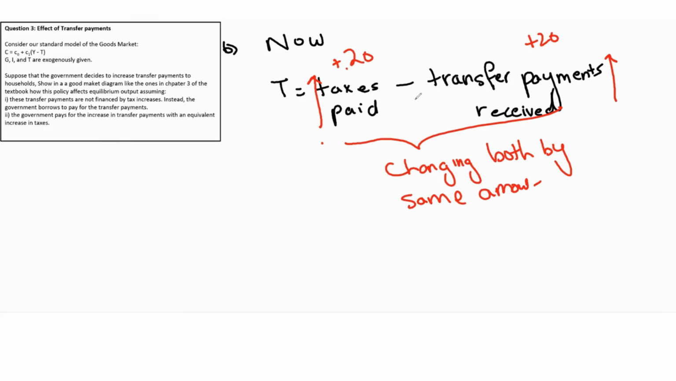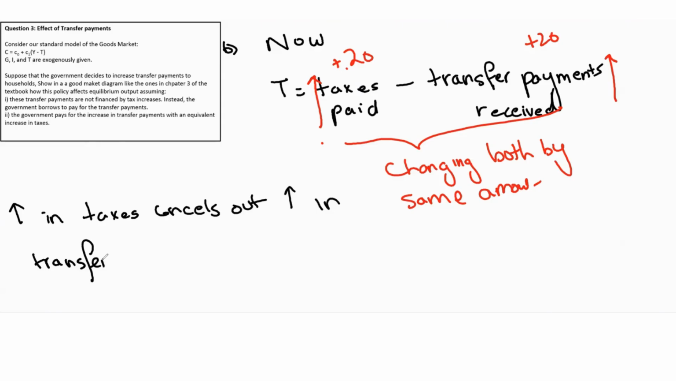Overall, this becomes plus 20 minus 20, which is 0. So there's no effect. The increase in taxes cancels out the increase in transfers. So overall, no change in T, because you're increasing both by the same amount. The increase in transfer payments is causing T to go down, but then you're increasing taxes by the same amount, so T remains unchanged.